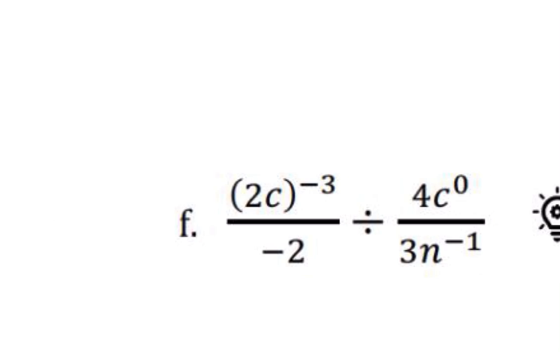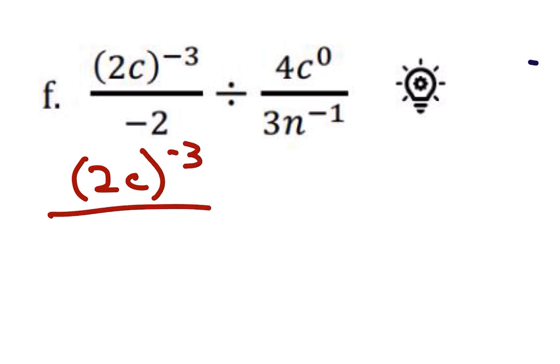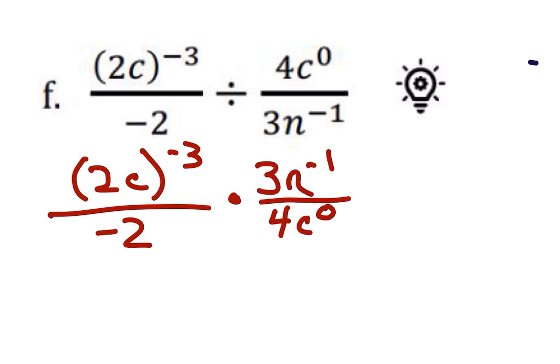Okay, let's go to F. F is a little bit challenging, so I'm going to leave lots of space here for us. The first thing I'm going to do is rewrite this entire division problem as a keep, change, flip, where we keep the first fraction. I haven't changed anything in that first fraction. Then we change it to multiplication, and we take the reciprocal of the second fraction. Keep, change, flip is a good way to remember how to divide with fractions. Okay, so we've kept the first fraction, changed to multiplication, and then we took the reciprocal.